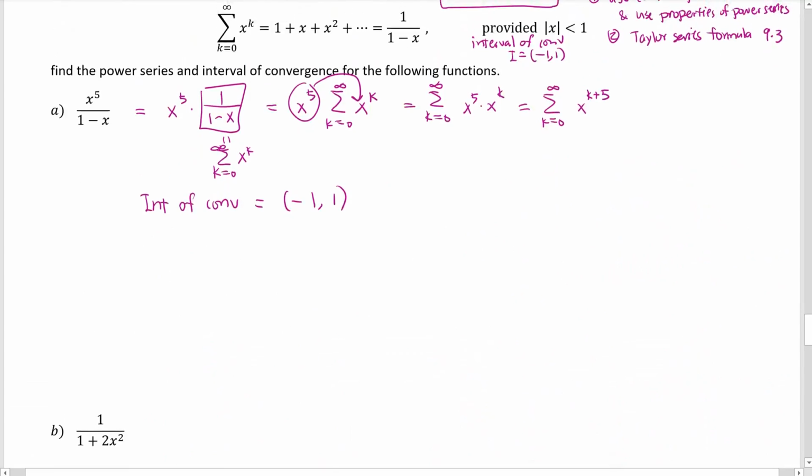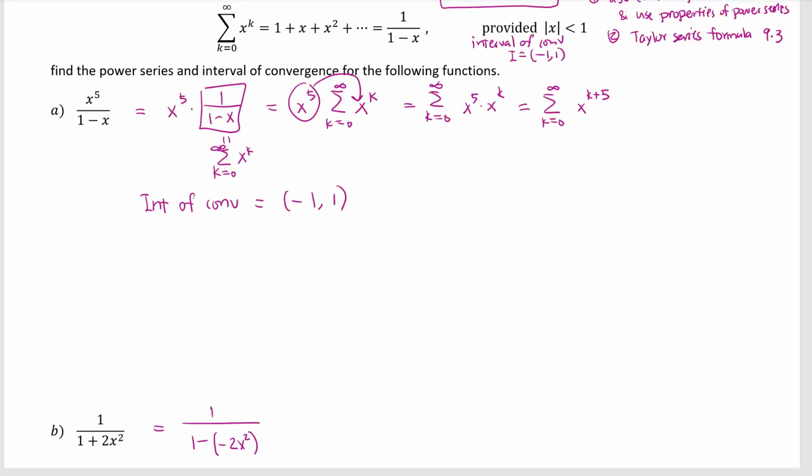So far, so good, everybody? So you can use the properties of power series to figure out the interval of convergence. Okay, you can also use the ratio test to figure out the interval of convergence. Okay, so, and then let's continue. What's the difference between part B and 1 over 1 minus x? So we want to express it like 1 over 1 minus something. What's that something? I would say -2x squared. So far, so good, everybody? Yeah, so we want to express this in that form.